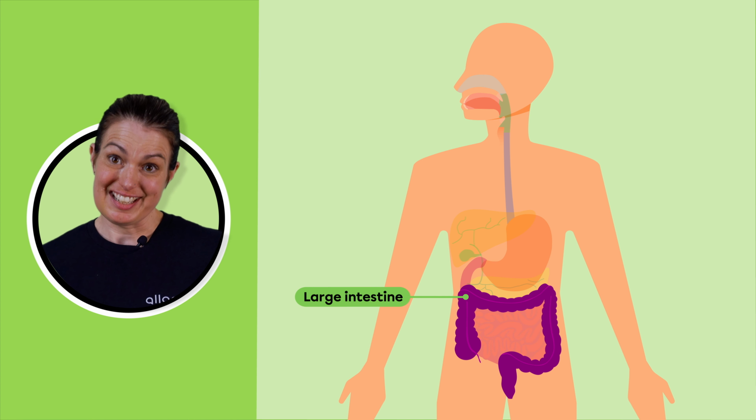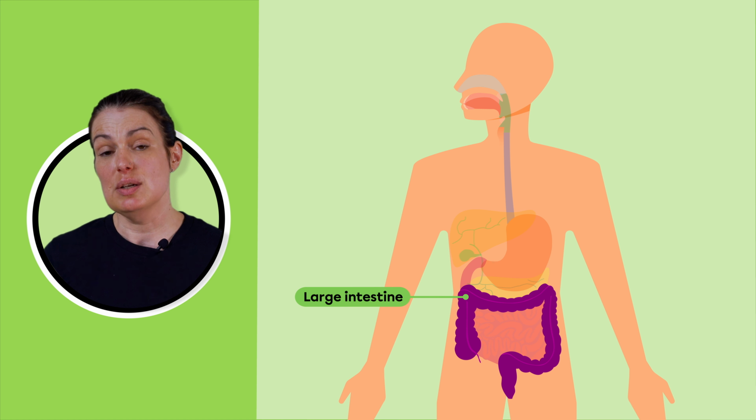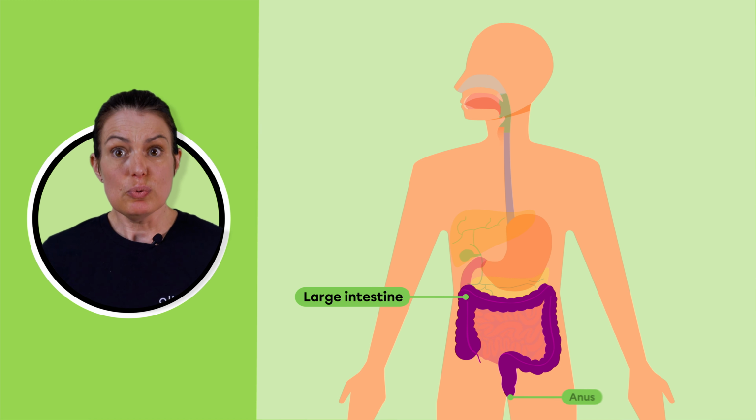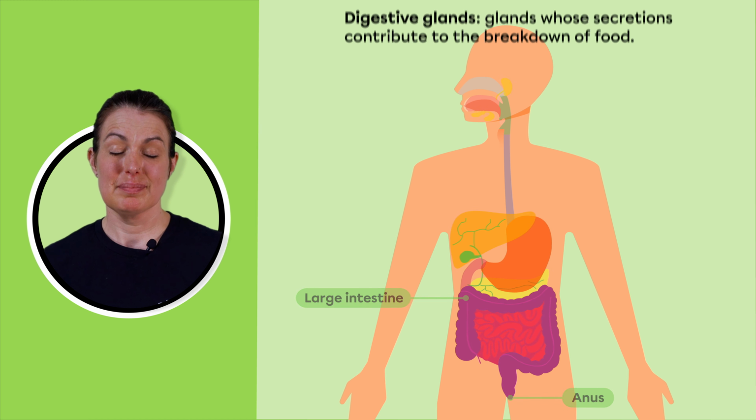The large intestine is the last organ of the digestive tract. It is a tube made of muscles in which chyle is gradually transformed into fecal matter, or feces. These are then evacuated through the anus during defecation.